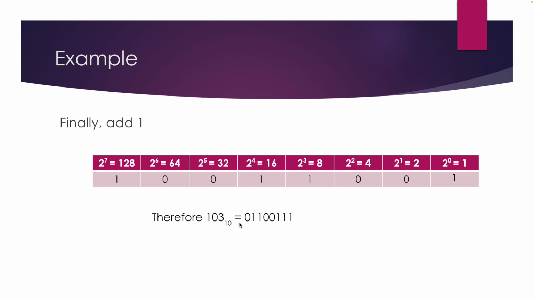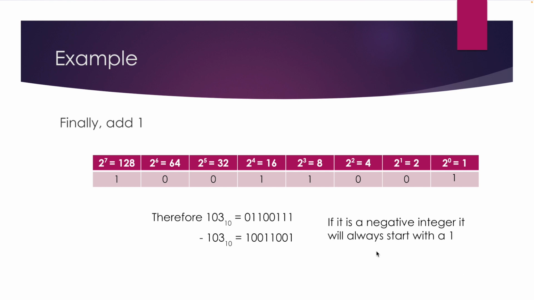So therefore, 103 is 0, 1, 1, 0, 0, 1, 1, 1. But negative 103 is going to be the inverted and add 1. So 1, 0, 0, 1, 1, 0, 0, 1. Again, a good check is that if it's a negative number, it will have a 1 here. If it's a positive number, it will have a 0 there.